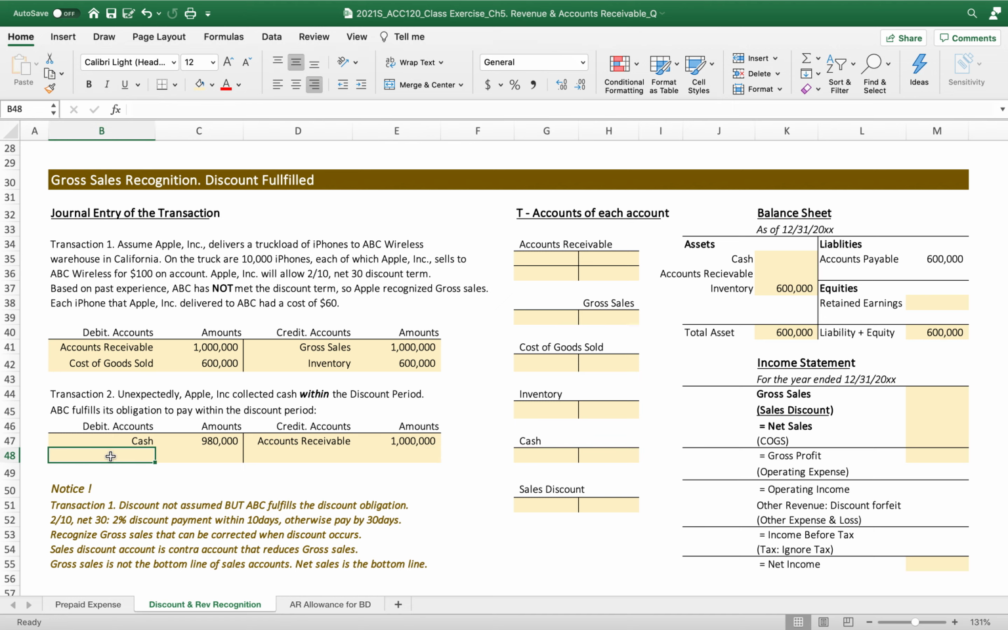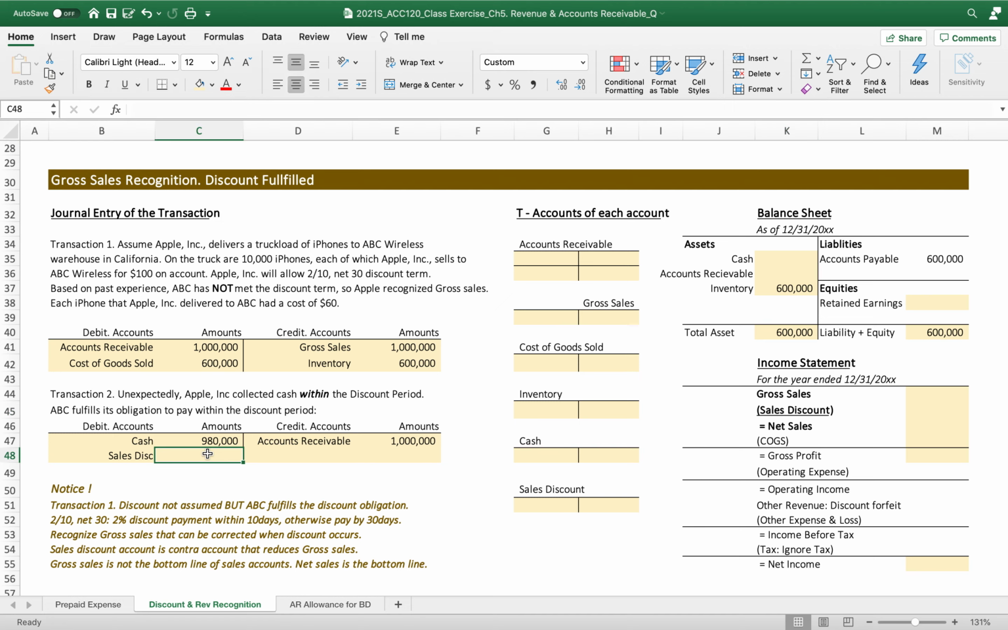Instead, the Apple, again, we are creating the balance sheet and income statement of the Apple company. So we should record sales discount. Now just finally the sales discount we have to consider. The reason why we have started from the gross sales is that we don't think this ABC Wireless company will pay within 10 days. But all of a sudden, this ABC company may have some cash, so they could pay 980. So we need to record the sales discount.